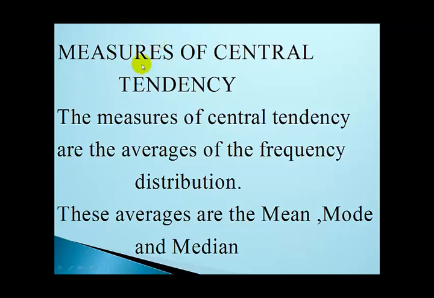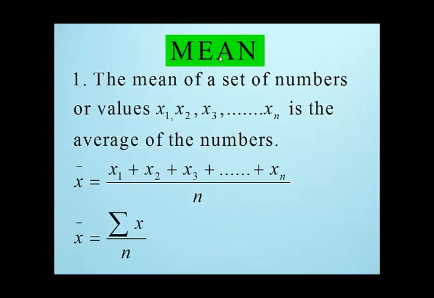Now, measures of central tendency. The measures of central tendency are the averages of the frequency distribution, and these averages are the mean, the mode, and the median. Now let's start with the mean.